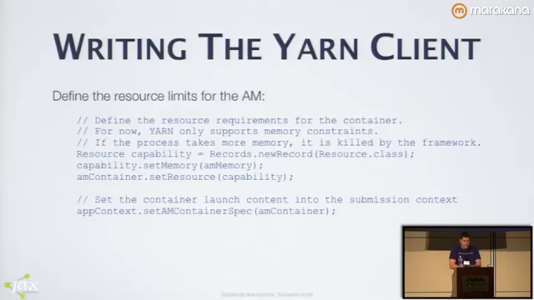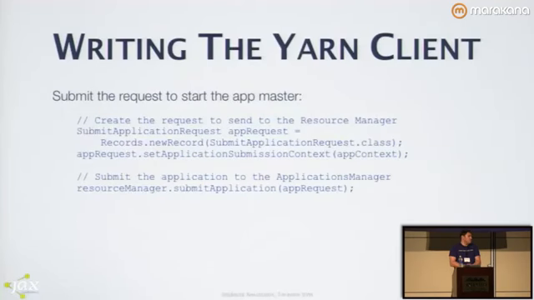I define resource limits in the same way again. New record, set some properties, and add it to the context. And then finally, I can submit the request. So now that it's submitted, I'm pretty much done. Because this happens once the request is sent, and it is sent successfully, everything happens asynchronously. I don't need to wait for a response. The response will always be okay. I can go back later to the resource manager and ask about the status. But here, I'm pretty much done in the client.